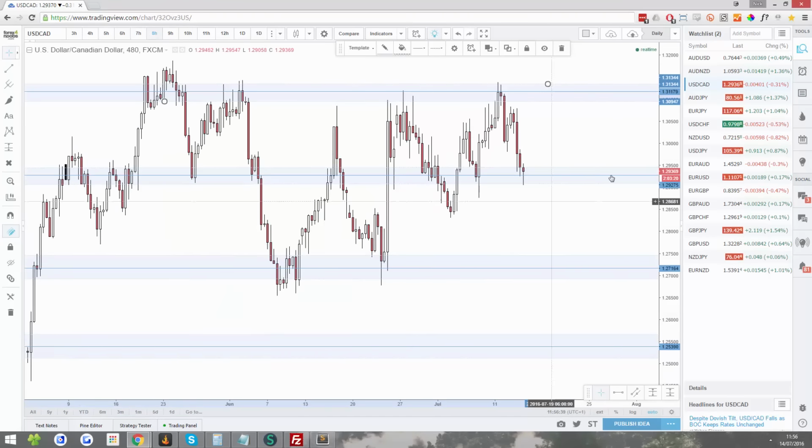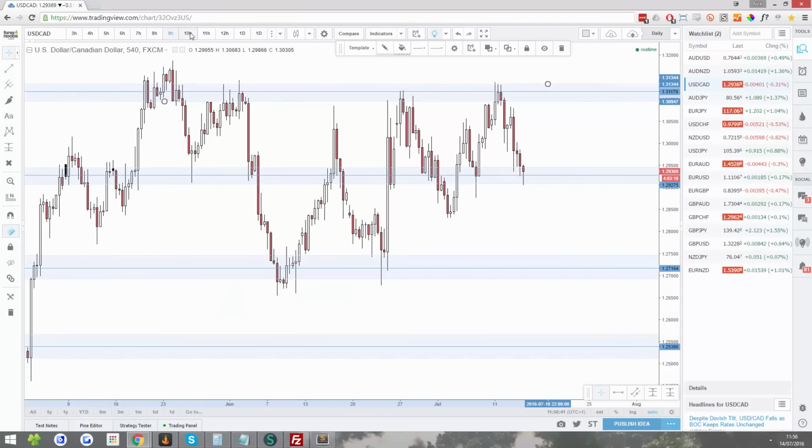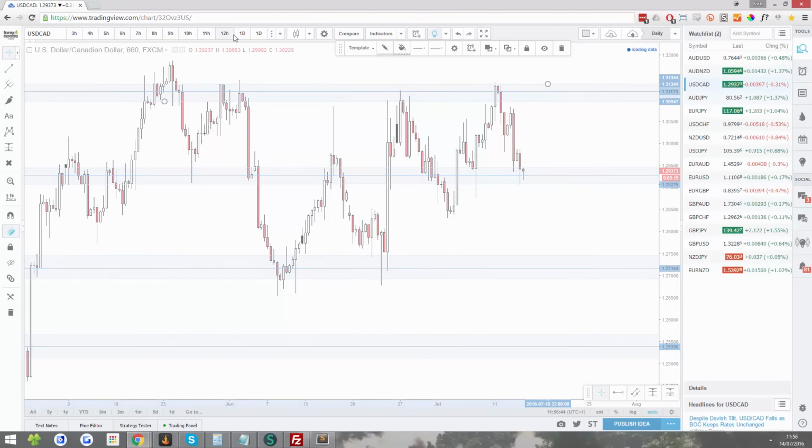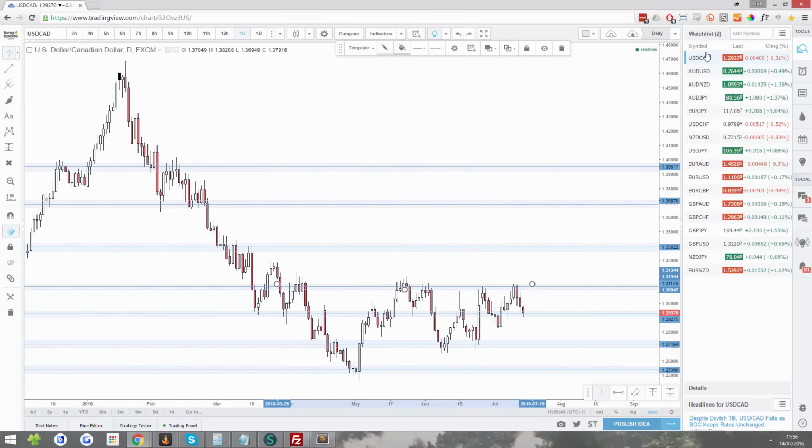But it does look like price is stalling around the support area. So it's worth keeping a close eye on it, but I'm not going to get overly excited with the USDCAD one. But yeah, I'll keep a close eye on it.